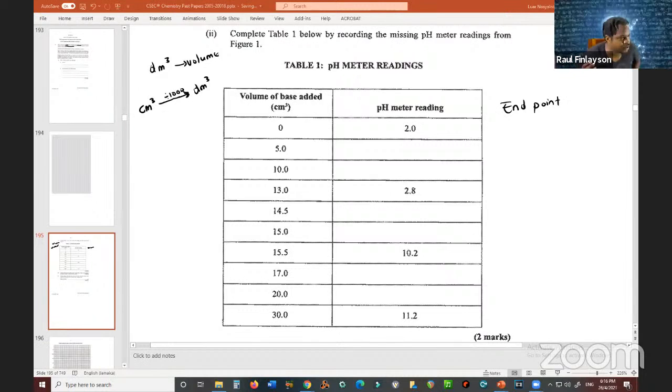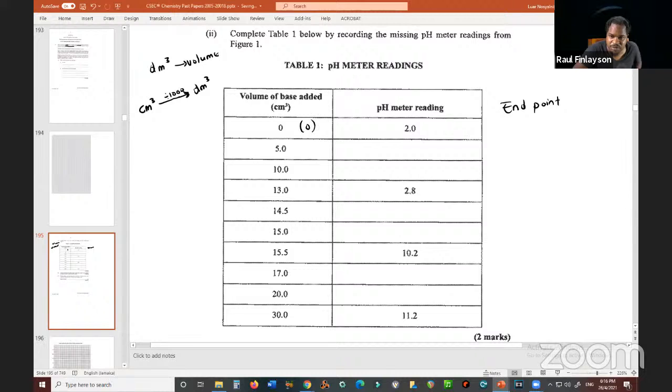If it's a titration question, the results are in cm cube. Just tell yourself that this has to be converted to dm cube. And what you're going to do is right away divide each of these by 1,000. Of course, 0 divided by 1,000 is still going to be 0. But then 5 divided by 1,000.